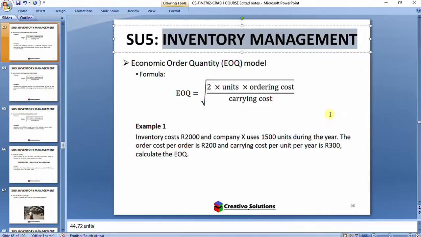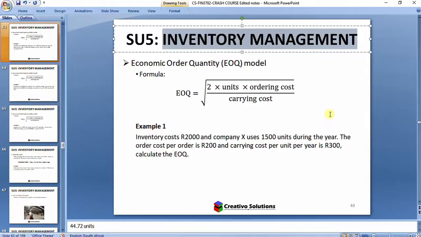That's something else to consider. So when you go to a wholesaler, something like Makro, you might consider buying bulk. Buying bulk might cost you more now, and it might increase your carrying costs, but the order cost will reduce.